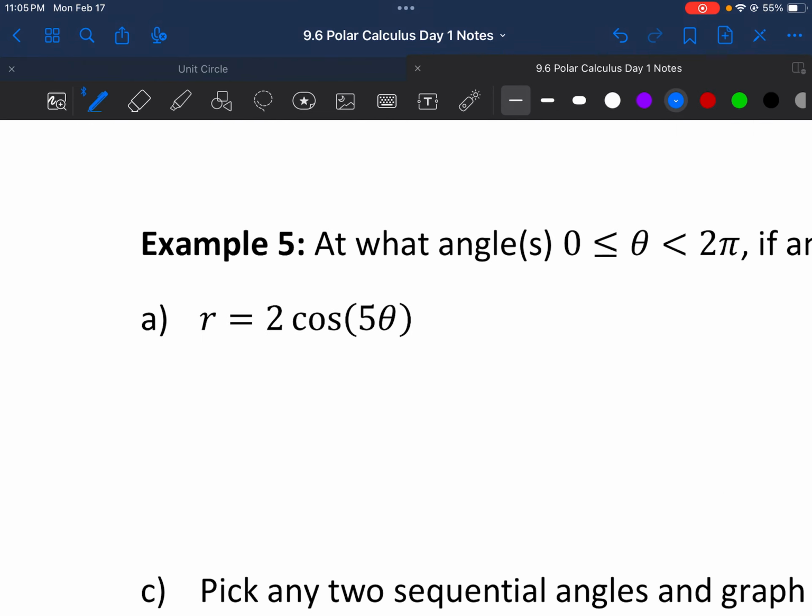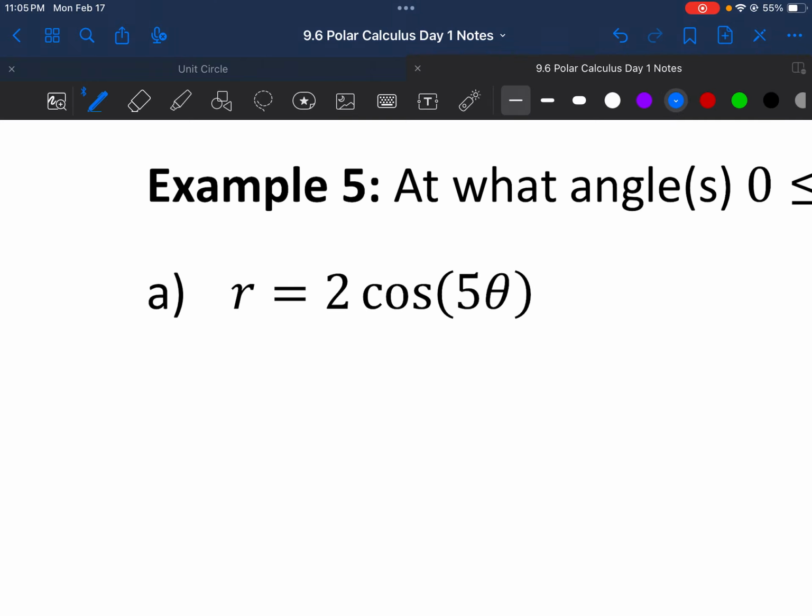So if r equals 2 cosine of 5 theta, this would be a rose curve where the petals have a length of 2, and with an odd number in front of theta, that means there's going to be 5 petals. So at what angles would we hit the pole? All right, so 0 equals 2 cosine 5 theta.